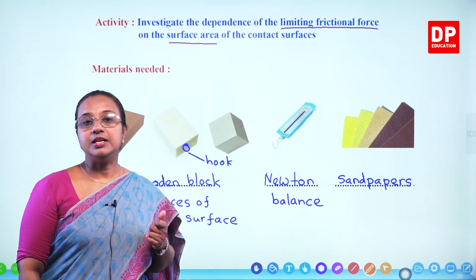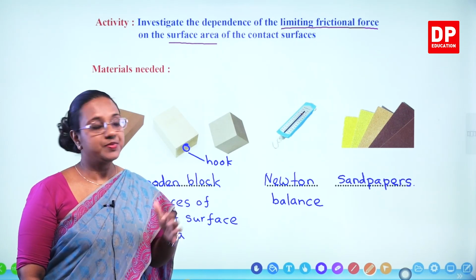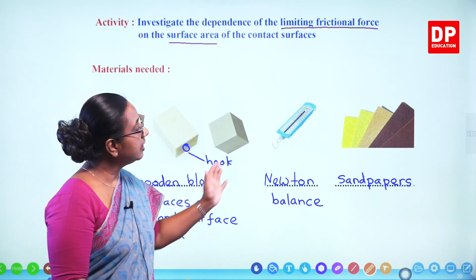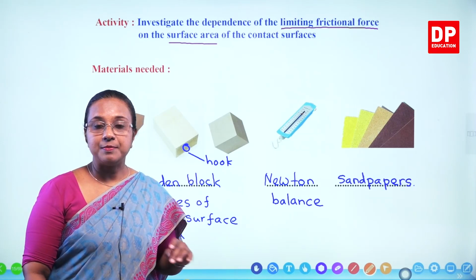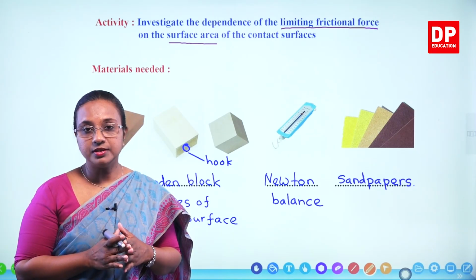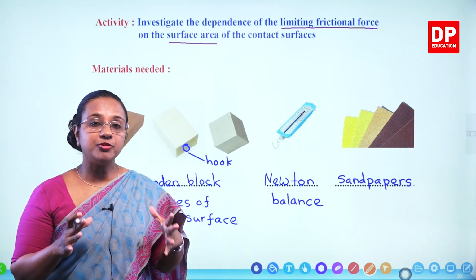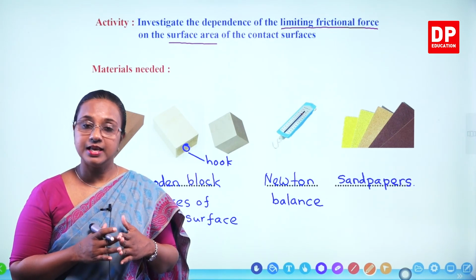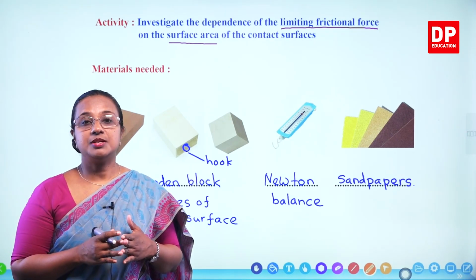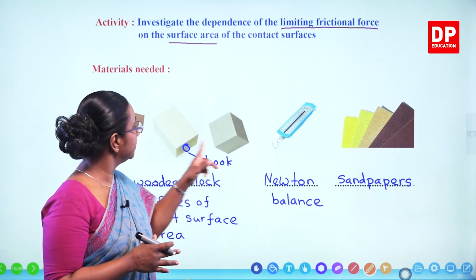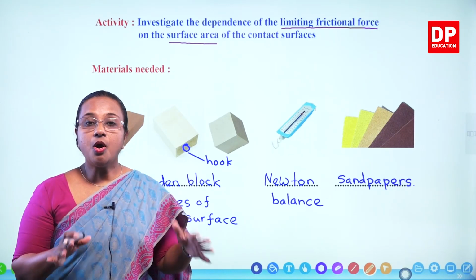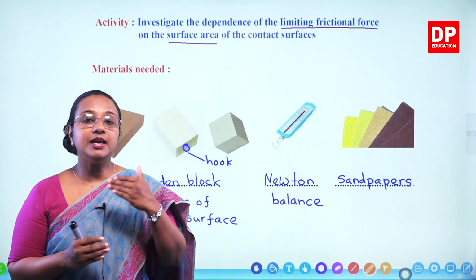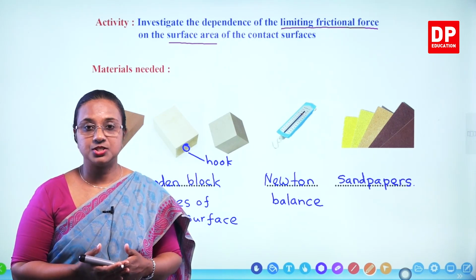So again, we do the similar activity where we attach a hook to the face of a wooden block and we need to paste the sandpaper covering the surface of the wooden block. Here we have to cover 3 different faces with 3 different surface areas. As I mentioned before, we can either paste the sandpaper to the wooden block or we can paste the sandpaper on the table. Either way, you will get the same observation.